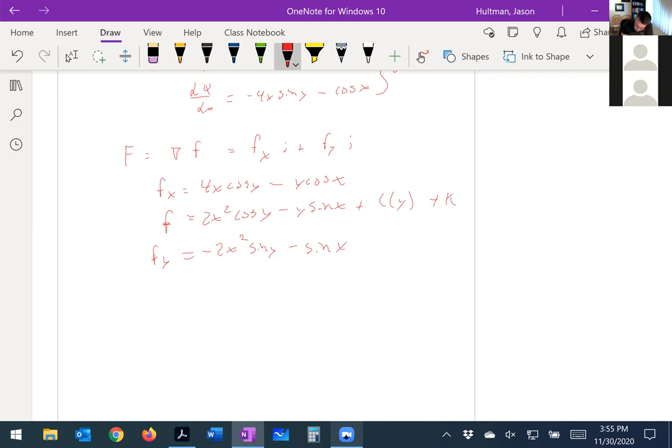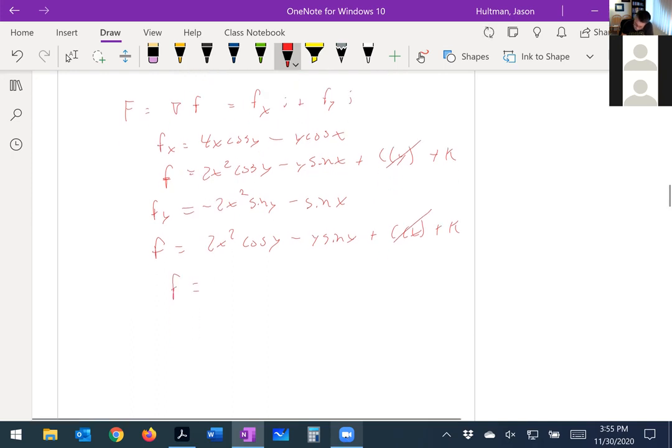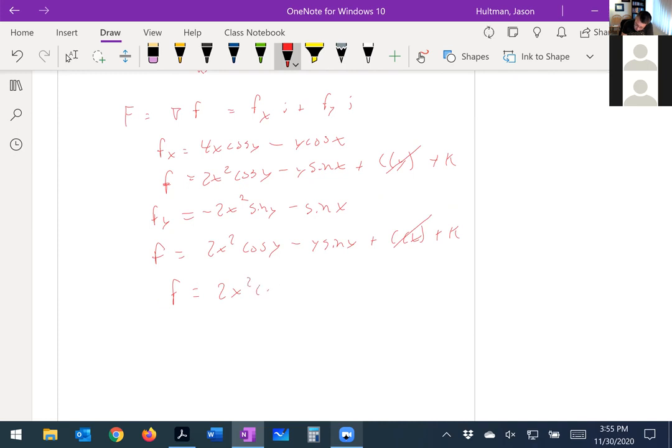So we have f is equal to, the integral of sine is negative cosine, so that becomes a negative times a negative, and this just becomes 2x squared cosine y minus y sine x, plus something in terms of x and a constant. But there was nothing that came out just in terms of y or x, so we can get rid of that. So the original function would be f is equal to 2x squared cosine y minus y sine x plus k. That would be my parent function.